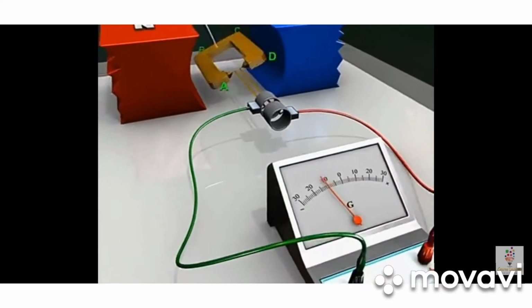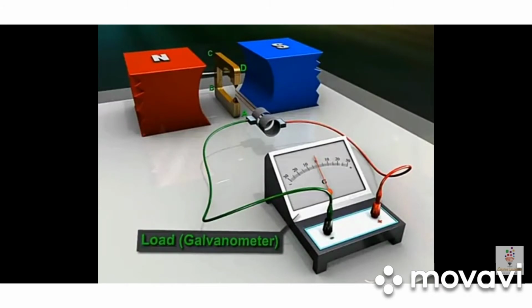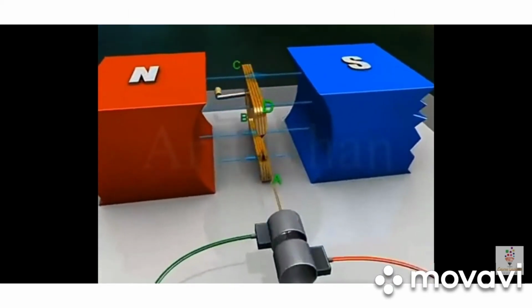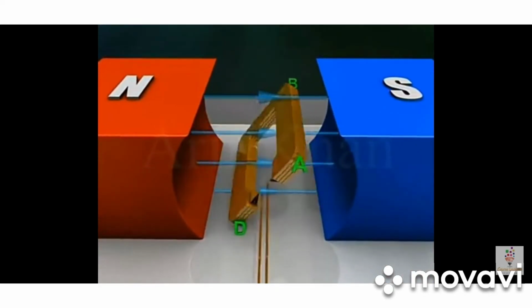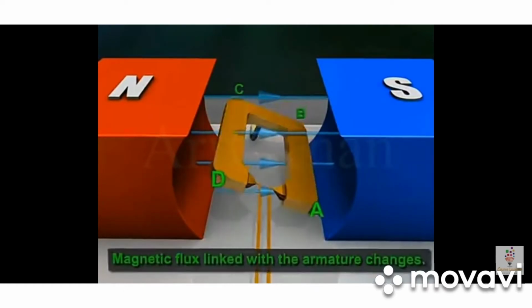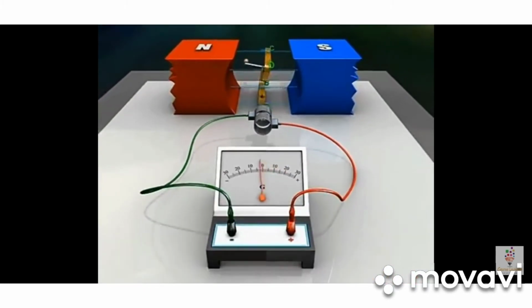Now B1, B2 are connected to the galvanometer, that means the load galvanometer. The galvanometer shows the current direction. Now, the working of an AC generator. When the armature coil ABCD rotates in the magnetic field with the help of some external mechanical work in the clockwise direction, AB moves up and CD moves down. Alternately, CD moves up and AB moves down.